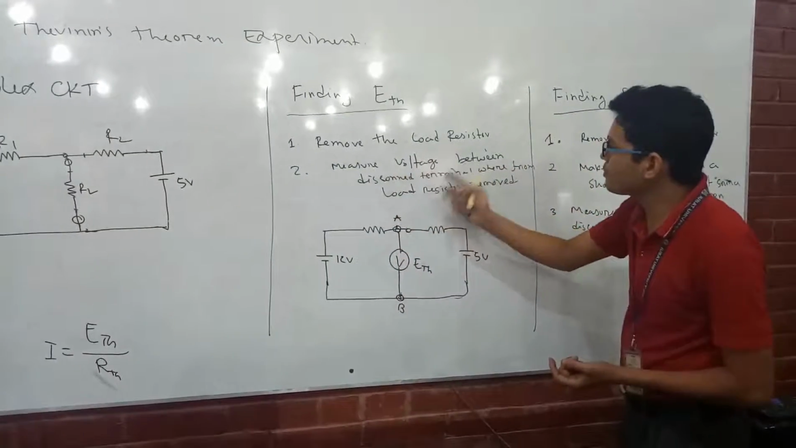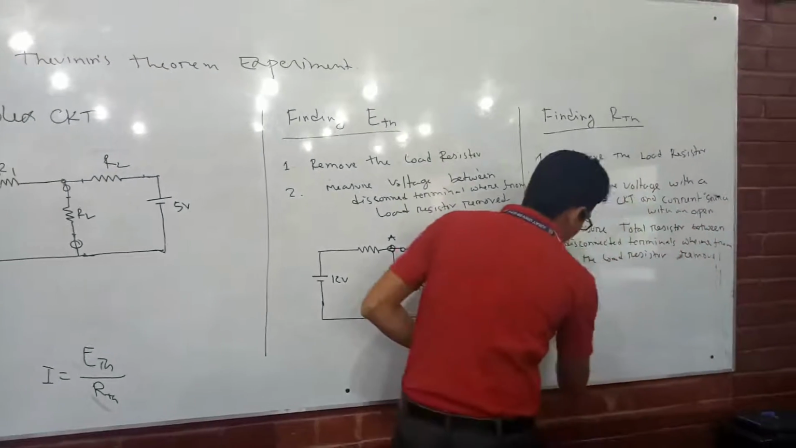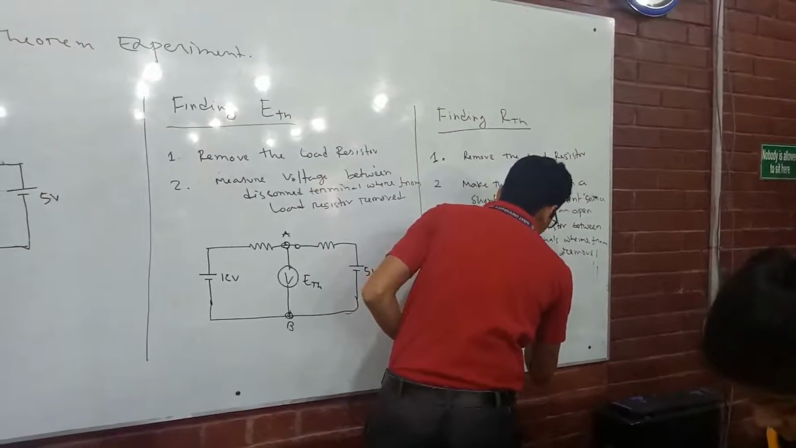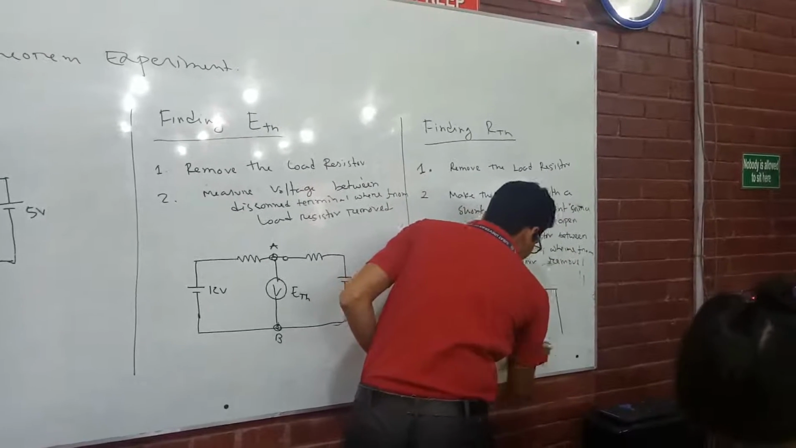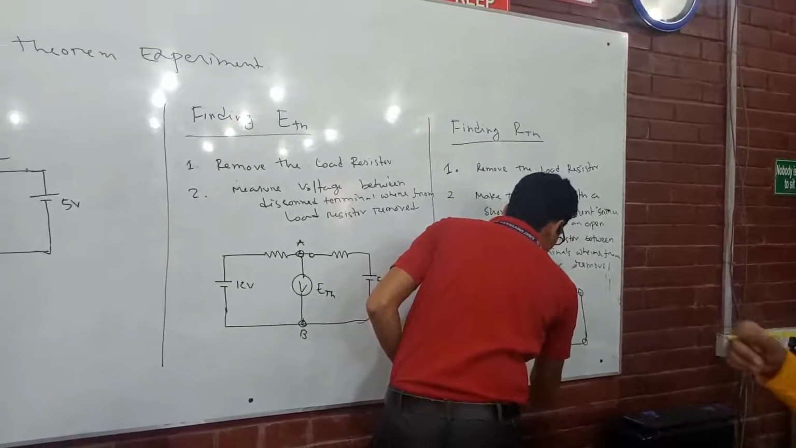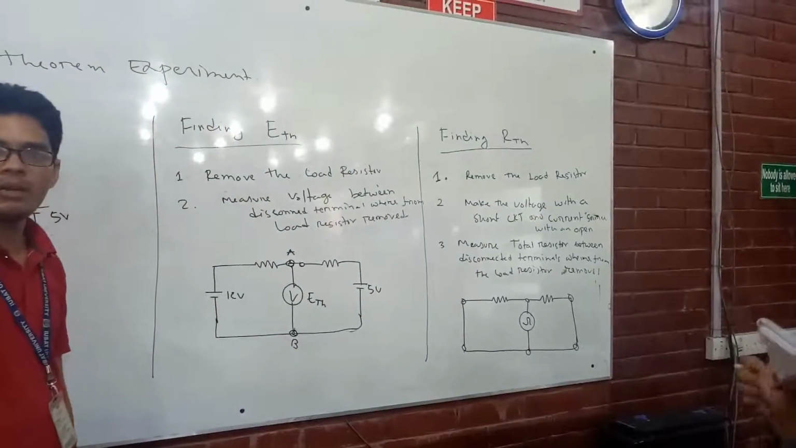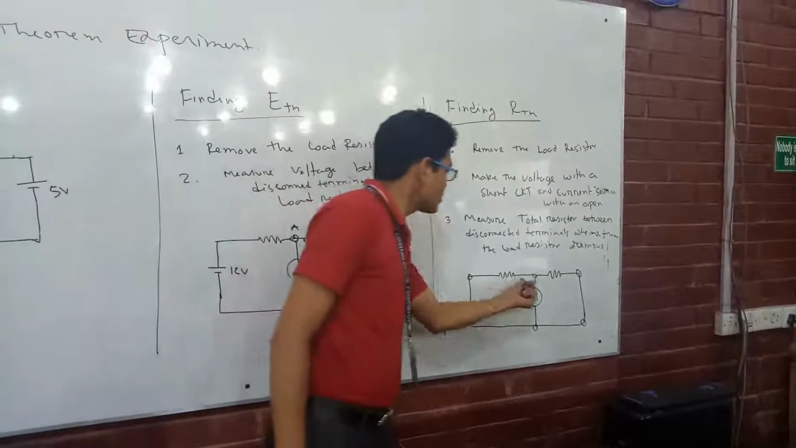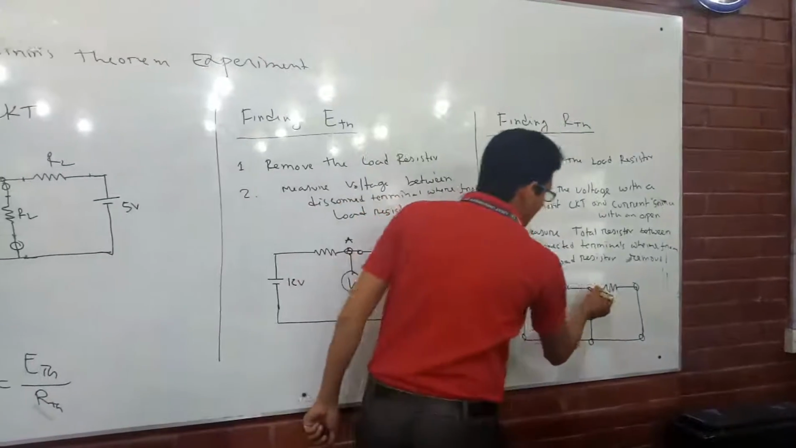Now we measured voltage between these two terminals. Now we'll measure resistance between these two terminals. So now the circuit will look like this: as it is a voltage source, it will be a short. So that is the disconnected terminal. Now place an ohm meter to measure the resistance here between these two terminals. This is one resistance, this is another resistance, and we are placing the ohm meter between the disconnected terminals of the load.